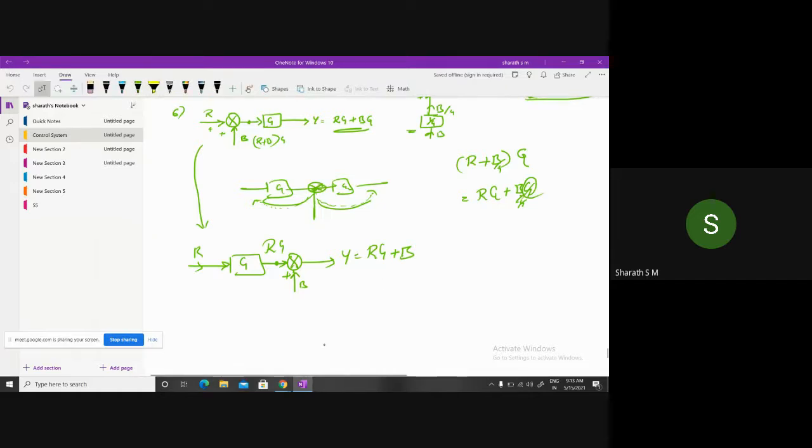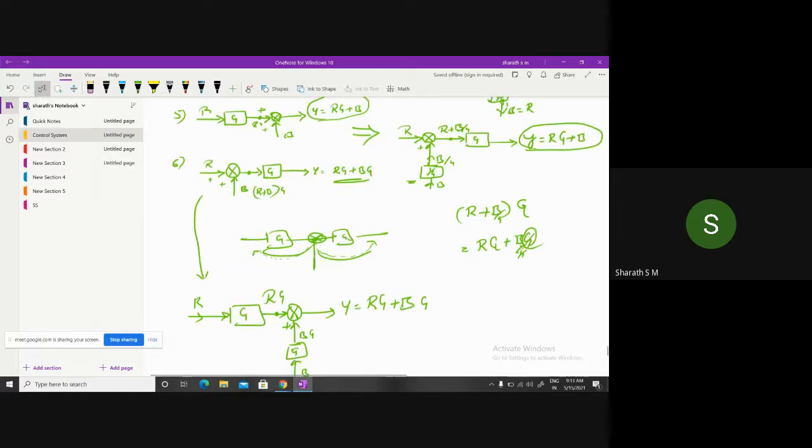So we got the output as Rg plus B. To make it Rg plus Bg, we need to add this particular block as G, so that here we have output as Bg, so Rg plus Bg. Once we shift the summation point from left to right, we need to perform the multiplication operation, that is to add a variable here. If we are going to shift the summation point from right to left, then we need to perform the division operation as 1 over G.